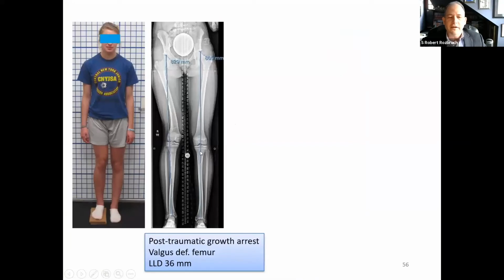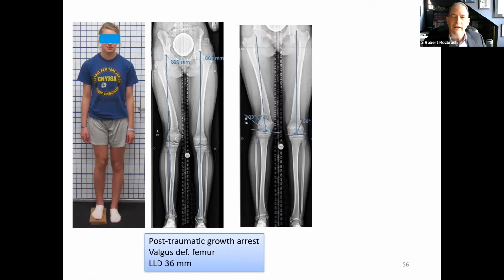So this is the clinical scenario, right? Here you have a 15-year-old girl who has a post-traumatic growth arrest with a valgus deformity in her femur and a leg length discrepancy of 36 millimeters. So the treatment here is, before internal lengthening nails, this goes back about 15 years, okay? So I know that the valgus is coming from the femur.